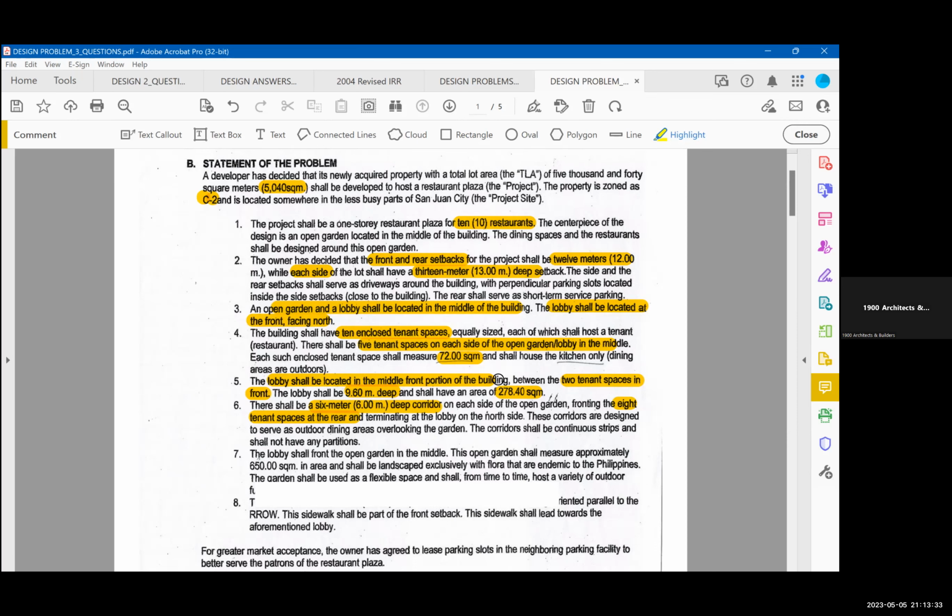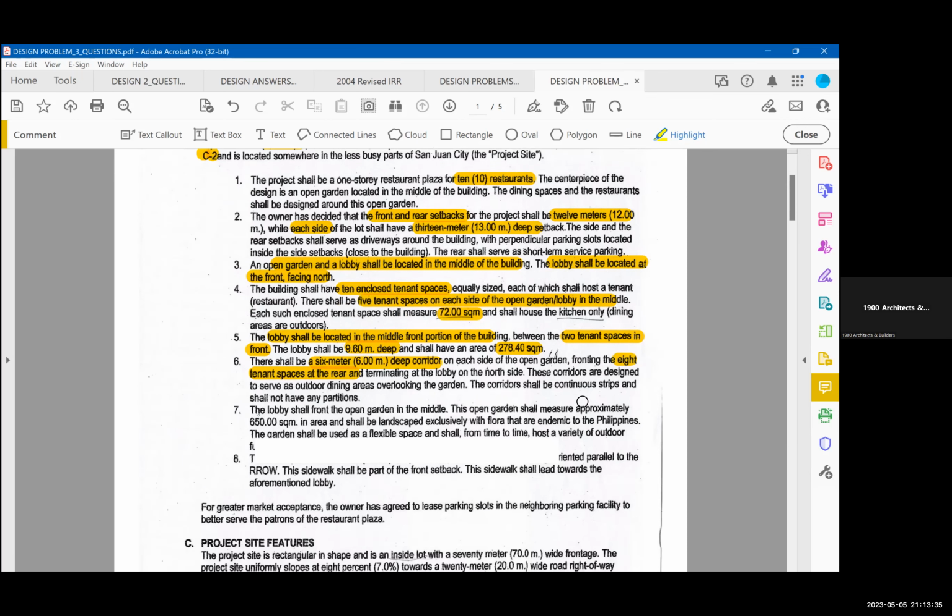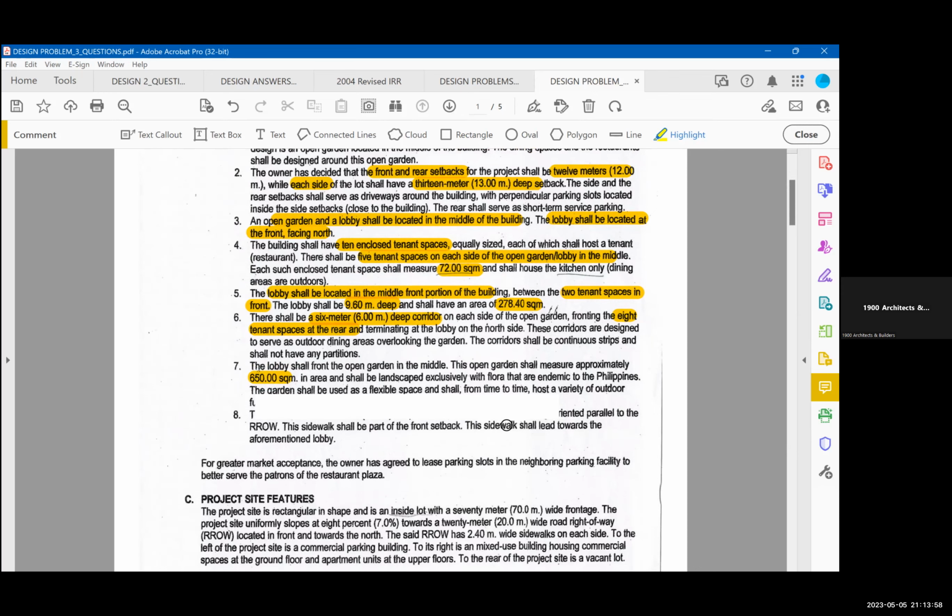Number 7. The lobby shall front the open garden in the middle. This open garden shall measure approximately 650 square meters in area and shall be landscaped exclusively with flora that are endemic to the Philippines. The garden shall be used as flexible space and shall from time to time host a variety of outdoor gatherings.